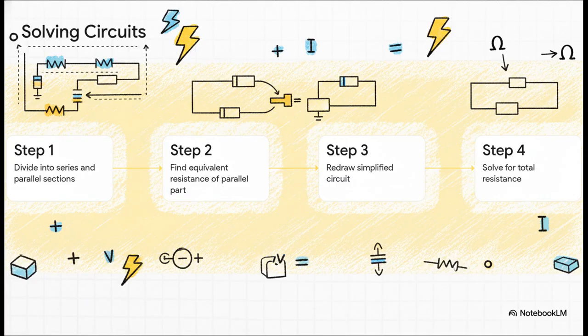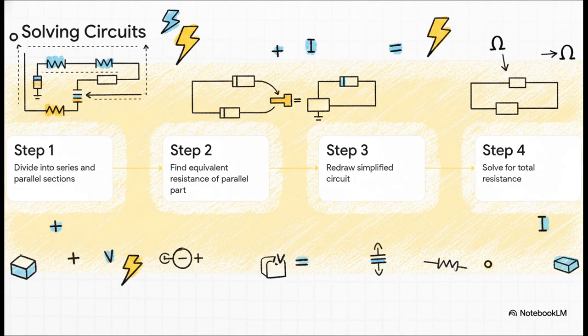Step 1, divide the circuit into its series and parallel sections. Step 2, focus just on the parallel part and find its equivalent resistance, basically collapsing those side-by-side turnstiles into a single mathematical value. Step 3, literally redraw the simplified circuit, replacing that parallel cluster with one equivalent resistor. And finally, Step 4, solve for the total overall resistance using your series rules. Once you have the total resistance, you can use Ohm's law and Kirchhoff's laws to find literally any missing current or voltage.